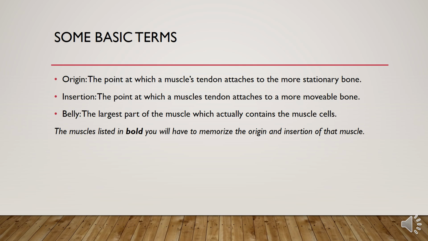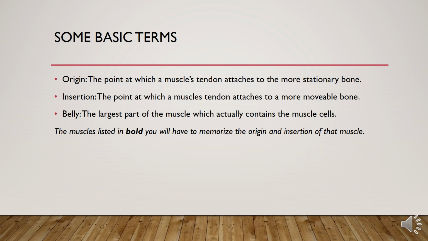That is more movable. The belly is the part that actually contains all the muscle cells, and the tendon is just the stuff that's not the belly. That's the connection. So the belly and tendon is the very biggest part of it, and then we get into the endomysium, epimysium, but we already covered all that.